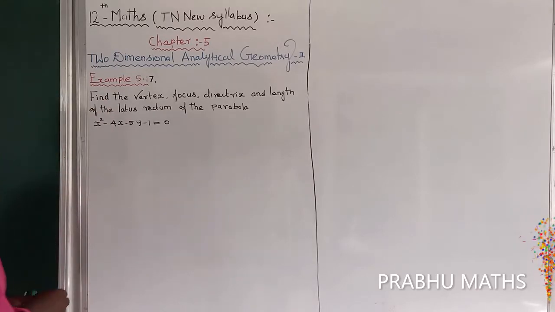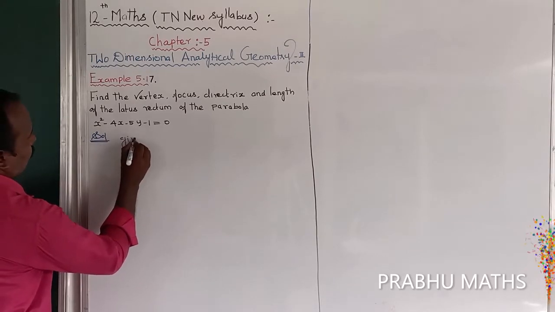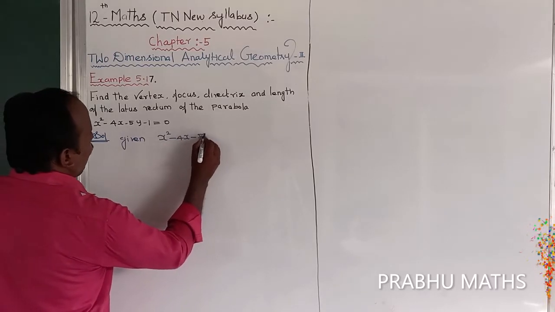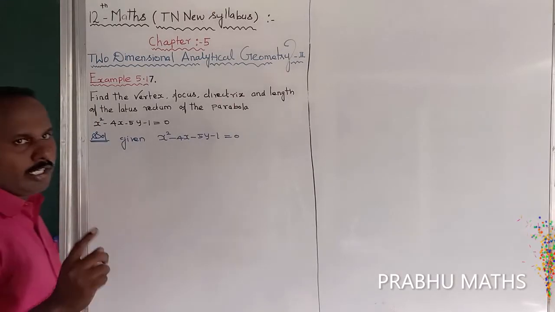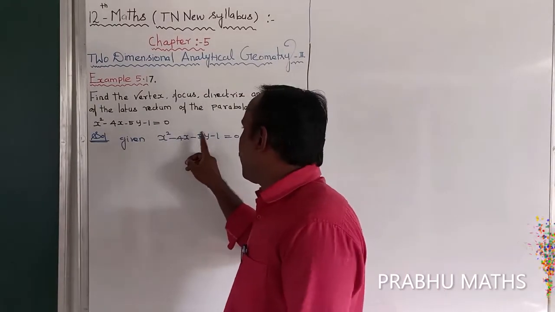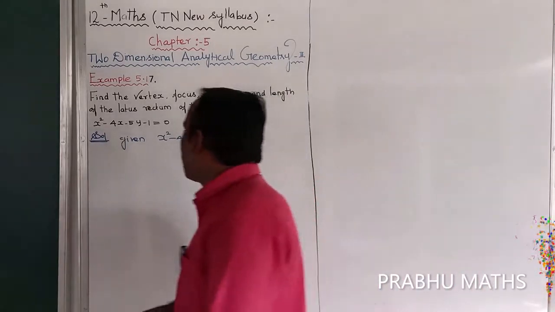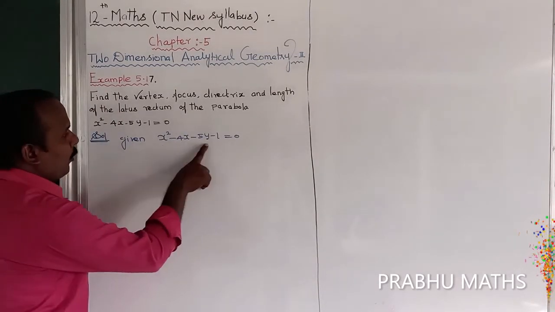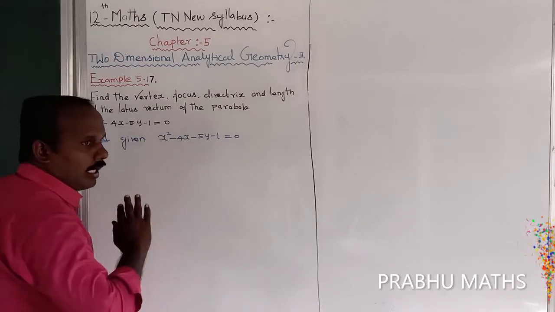First of all, the given equation is x square minus 4x minus 5y minus 1 equals 0. You see this is a parabola, because only one of the variables is squared and the other has power 1. x power 2 with y power 1, or y power 2 with x power 1, is called a parabola. Which side does the parabola open? The possibilities are an upward open parabola or a rightward open parabola. Because x square can only open upward or downward, not right side or left side.